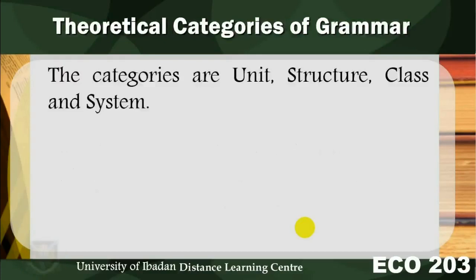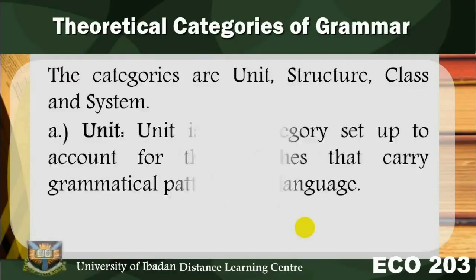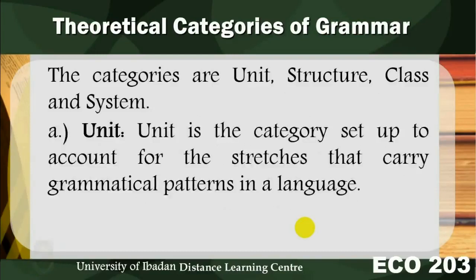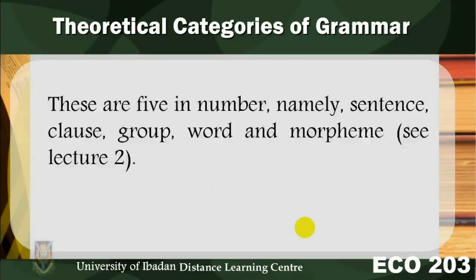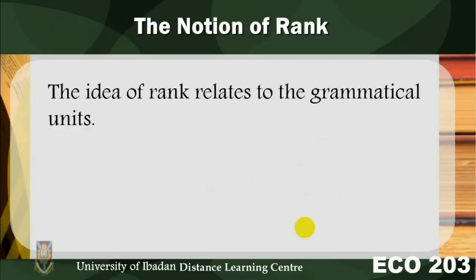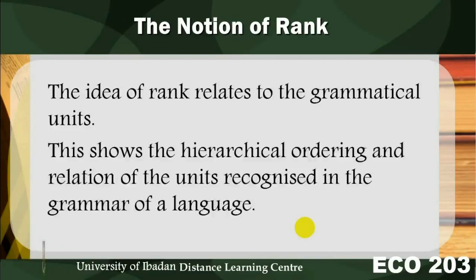Theoretical categories of grammar. The categories are unit, structure, class, and system. A. Unit. Unit is the category set up to account for the stretches that carry grammatical patterns in a language. These are five in number, namely sentence, clause, group, word, and morpheme. See Lecture 2. The notion of rank. The idea of rank relates to the grammatical units. This shows the hierarchical ordering and relation of the units recognized in the grammar of a language.